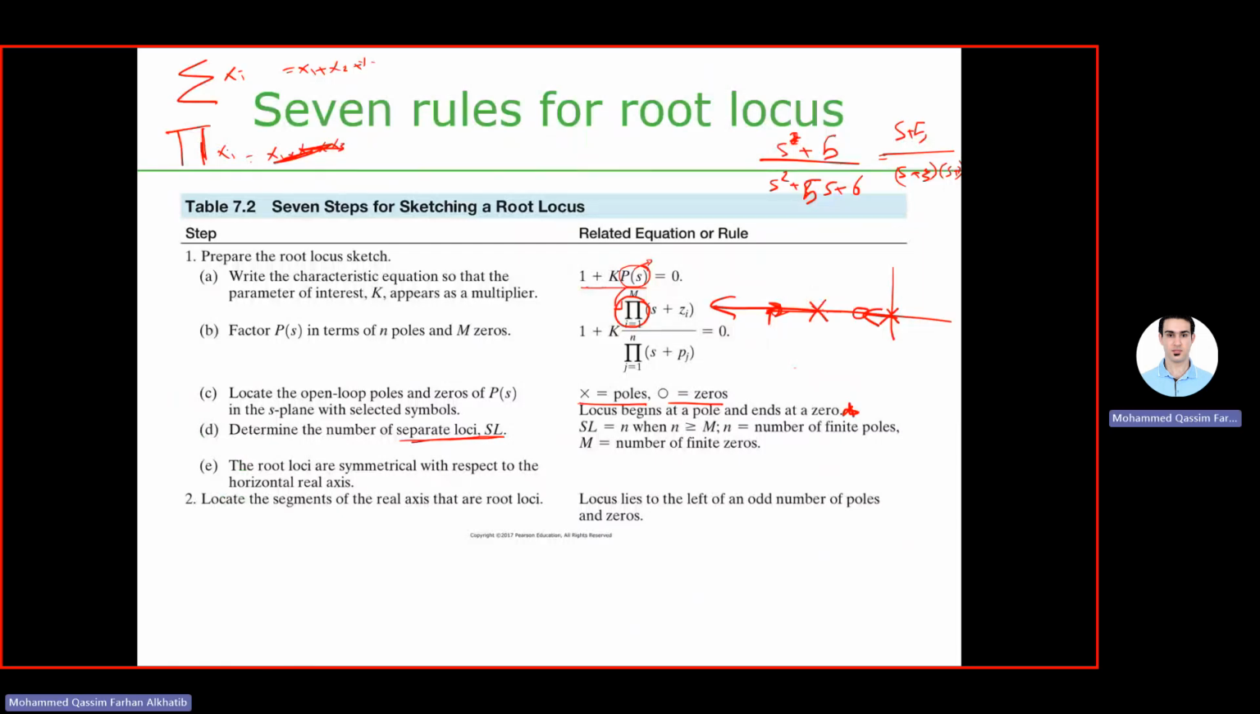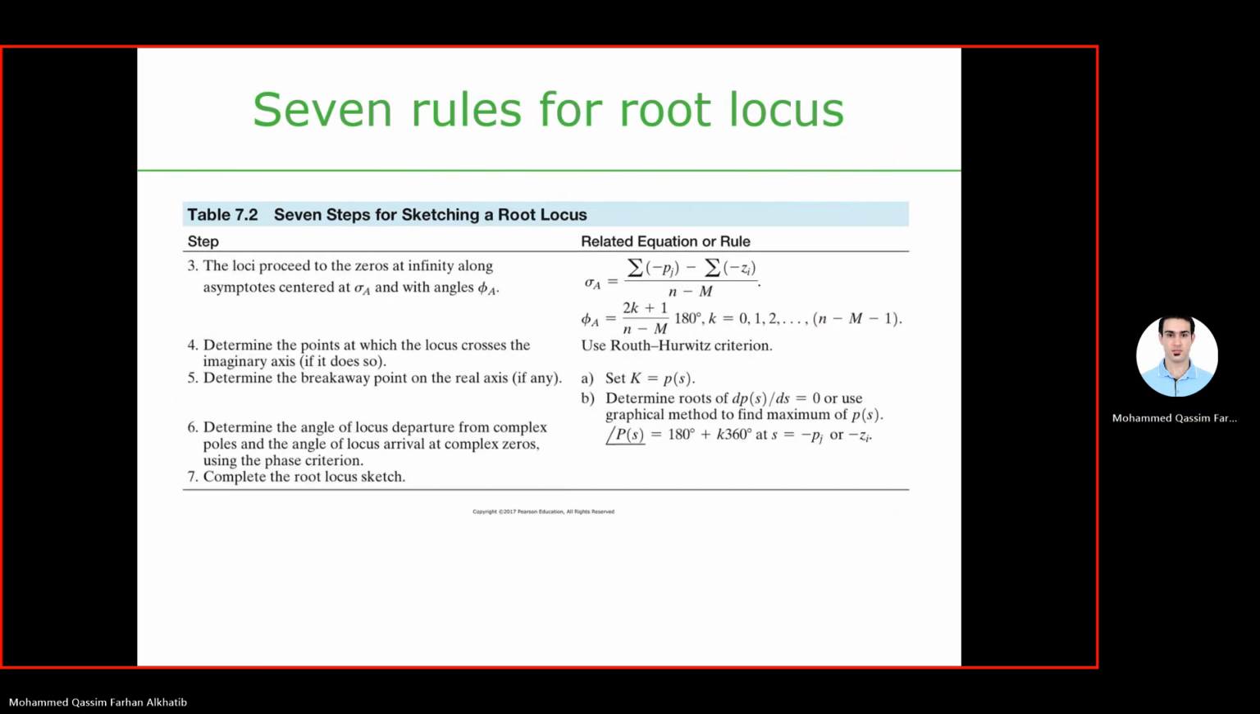Now locate the segments of the real axis that are root loci. The locus lies to the left of an odd number of poles and zeros. Yeah, I never see this one in action actually. We'll see if we can make a conclusion out of it. All right. Now, once we do the drawing, let's have an example here.